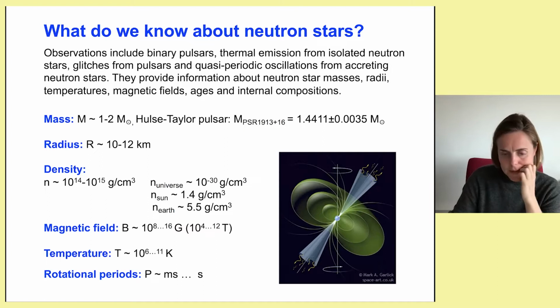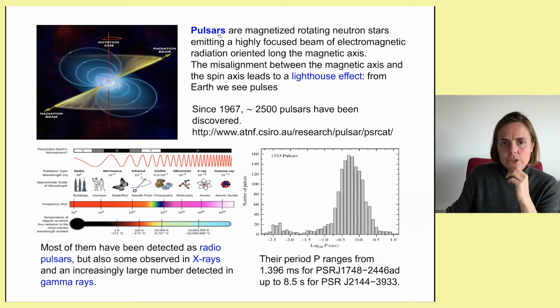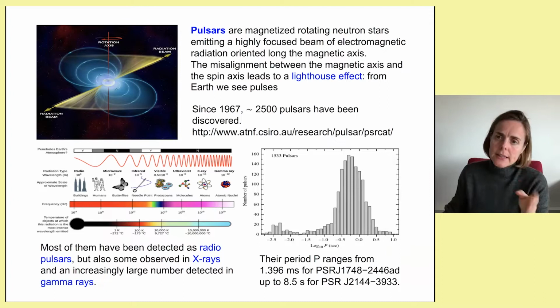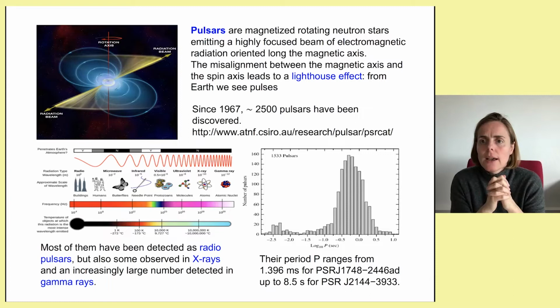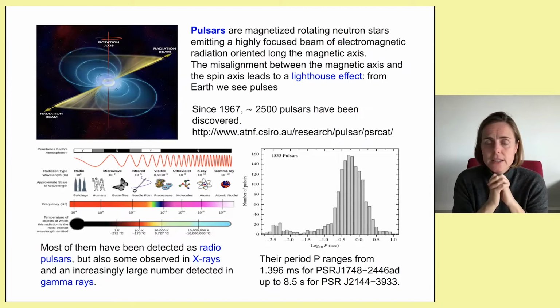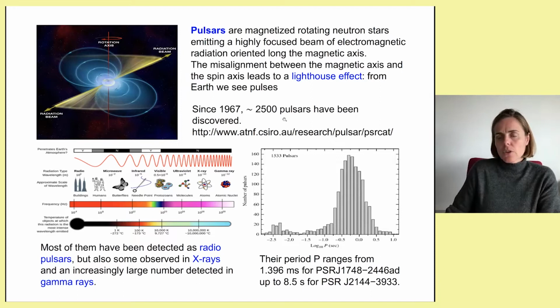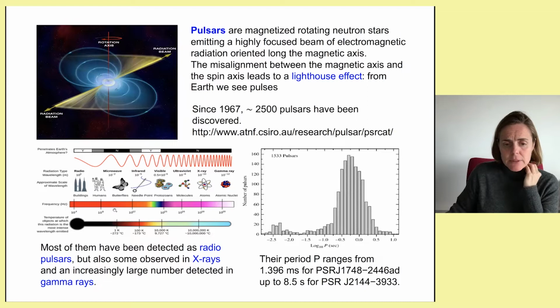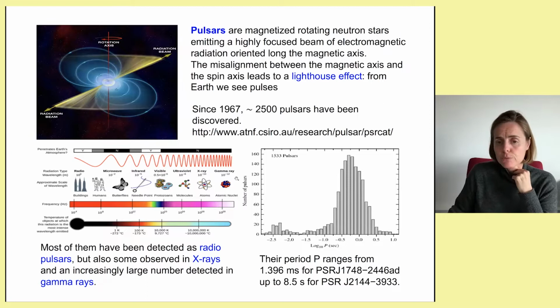For example, pulsars were observed as a form of pulsars. These are rotating neutron stars, where the focused beam of electromagnetic radiation is oriented along the magnetic axis. So you have a misalignment between the magnetic axis and the rotation axis, the spin axis, and this is why it gives you this lighthouse effect. This is how we observe these pulses. There are a lot of them discovered since 1967, maybe 3000 right now. And as I said, they can be detected in different wavelengths, moving from radio to more energetic radiation like gamma rays.